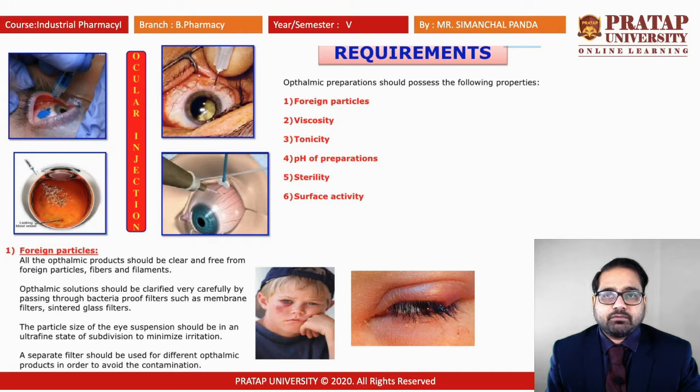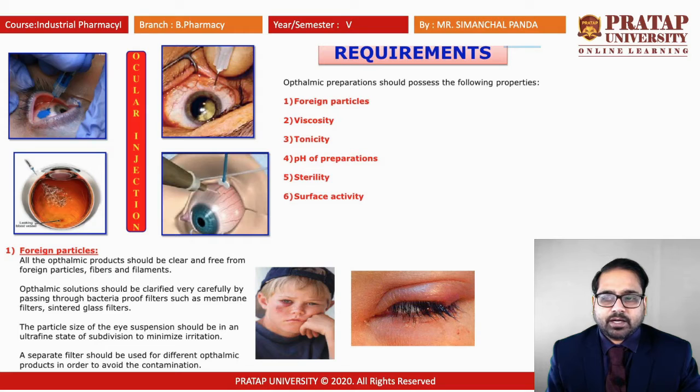Those are: free from foreign particles, viscosity has to be considered, tonicity has to be maintained, pH of the preparation has to be maintained, the sterility and the surface activity. These are a few important parameters that we have to follow during the formulation of ophthalmic products.